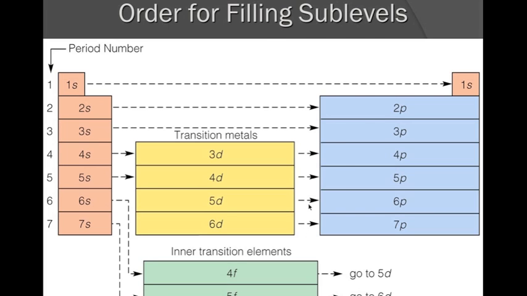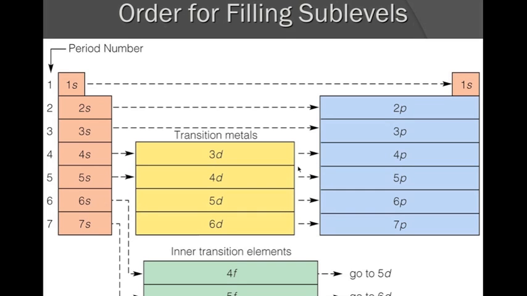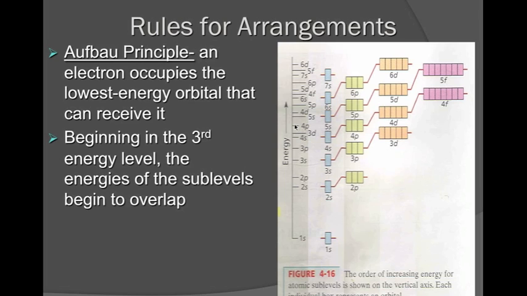Now, the rules for arranging electron configurations. The Aufbau principle says that an electron occupies the lowest energy orbital that can receive it. So we know that it's going to fill at the very bottom, and we're going to go up to the top. Beginning in the third energy level, the sublevels get kind of mixed up. So we have to follow this order of filling, which we could see previously, and as we go through it, we count it with our blocks. We have to follow that rule because it'll fill the lowest energy level possible.